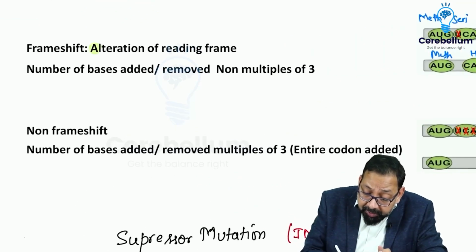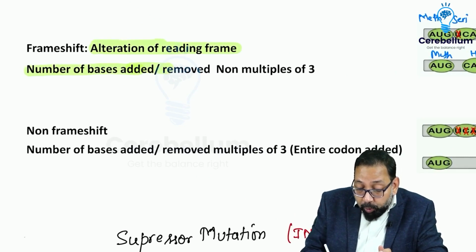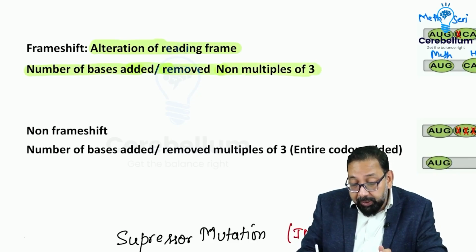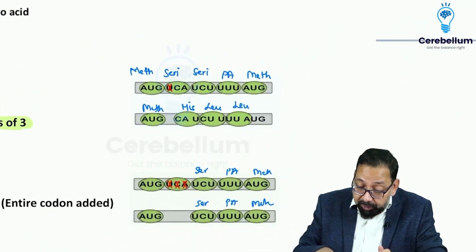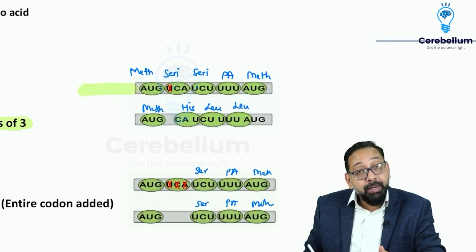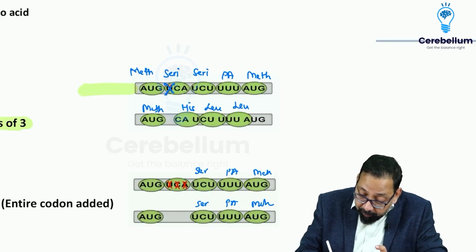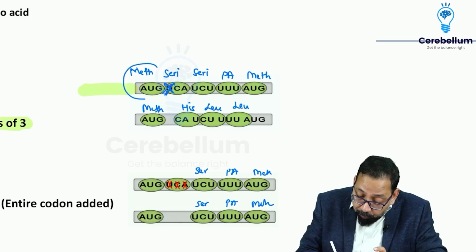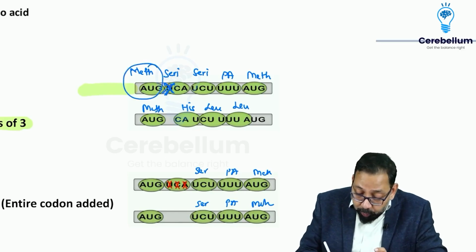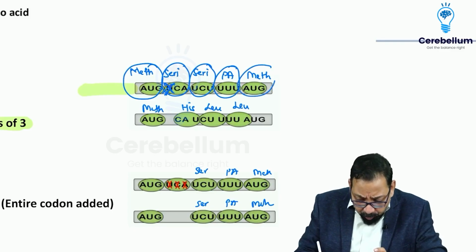Now we come to frame shift mutation. Frame shift mutation means alteration of the reading frame. If the number of bases added or removed is not a multiple of 3, then it leads to frame shift mutation. What does it mean? Suppose this is normal RNA, a mutation occurs and a deletion occurs. In normal, AUG codes for methionine, UCA codes for serine, UCU codes for serine, UUU codes for phenylalanine, AUG codes for methionine.